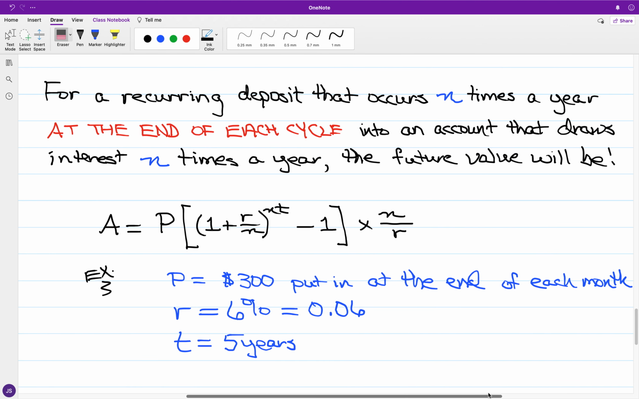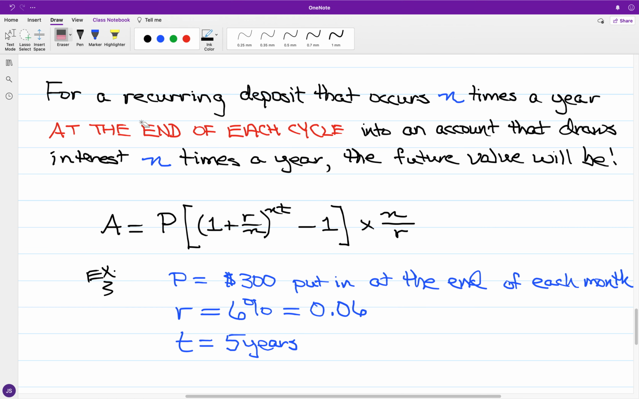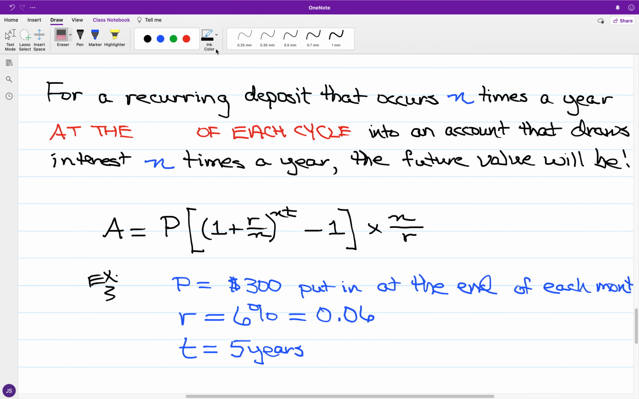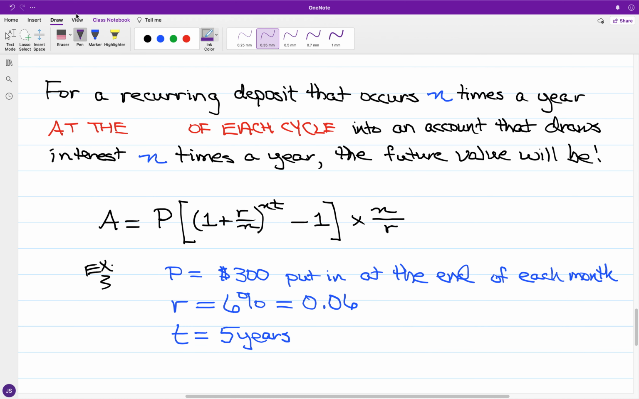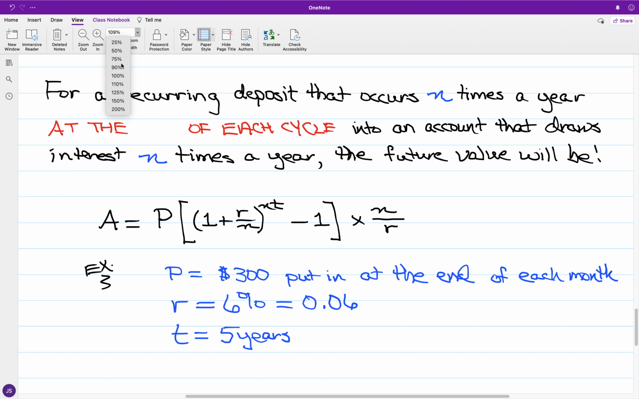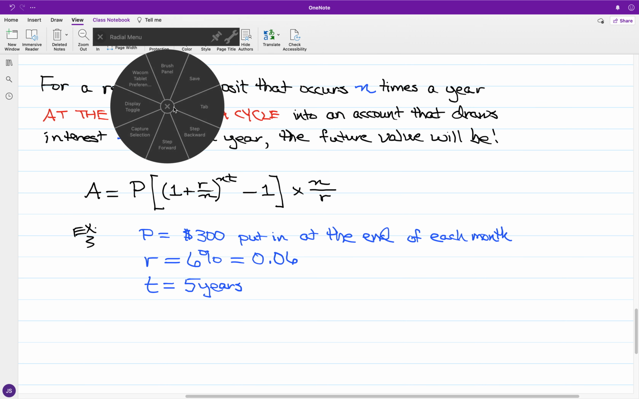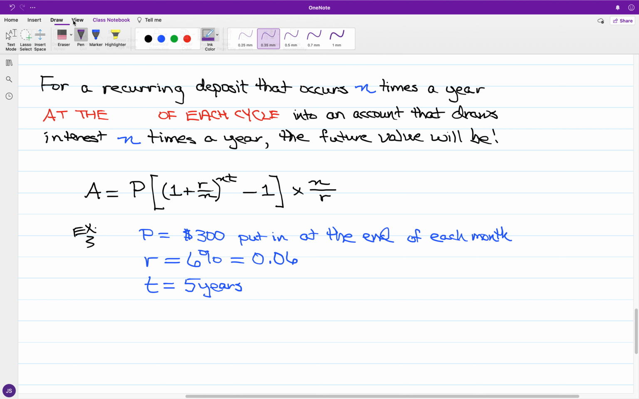Okay, now for what we have here, let's say that instead of deposits at the end of each cycle, I have recurring deposits at the start of each cycle, and we'll just use almost the exact same example. Instead of having $300 put in at the end of the month, we have it put in at the start of the month, like the first of each month.